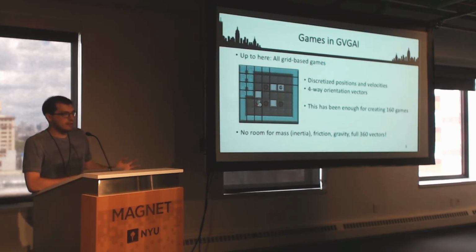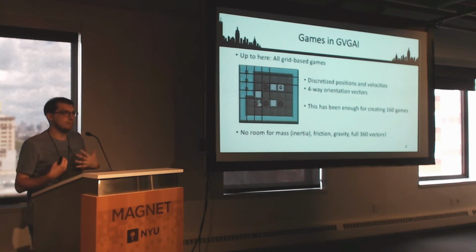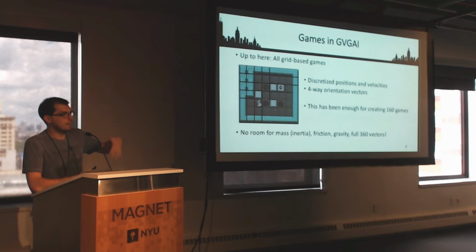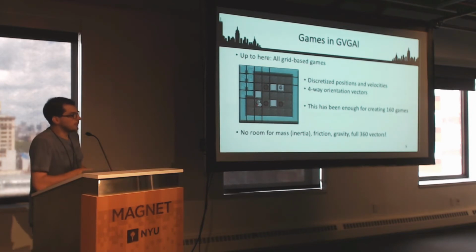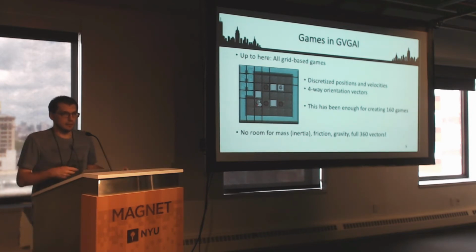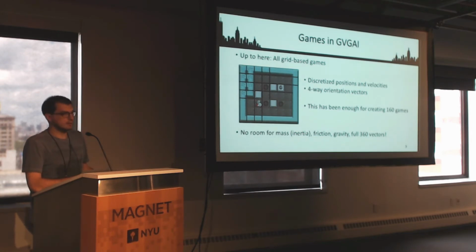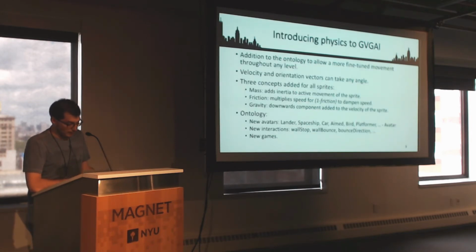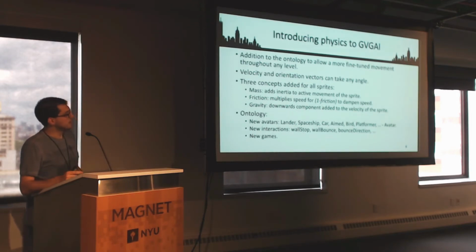It still is good enough. We have created 160 games between single player and 2-player, but we want to expand the amount of games, the type of game that we can create. And up to this point, there was no room for mass or inertia. The fact that you can move, you need to apply more actions, consecutive actions to put something in movement or to stop it. Things like friction, gravity, or just simply being oriented in any angle with respect to the horizontal. That's something that wasn't possible before. So the main idea was to introduce these new things into GVGAI.